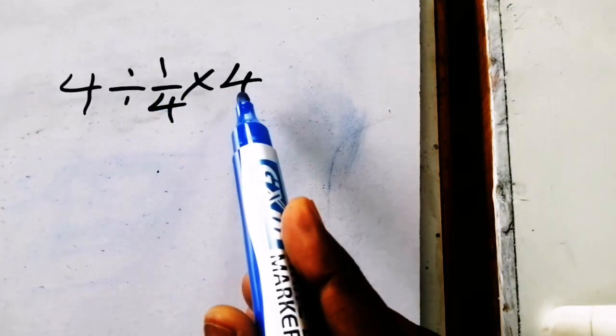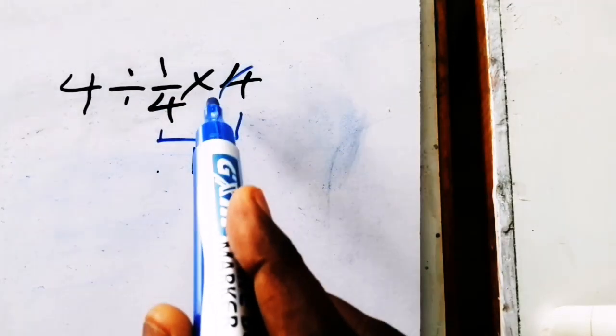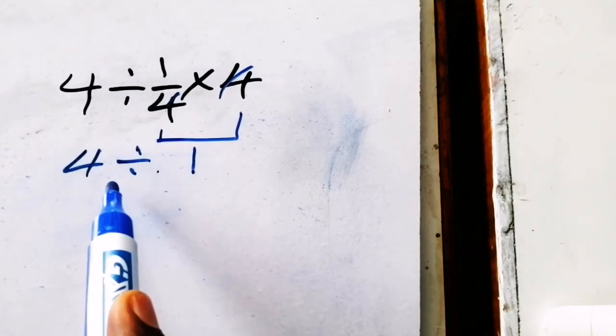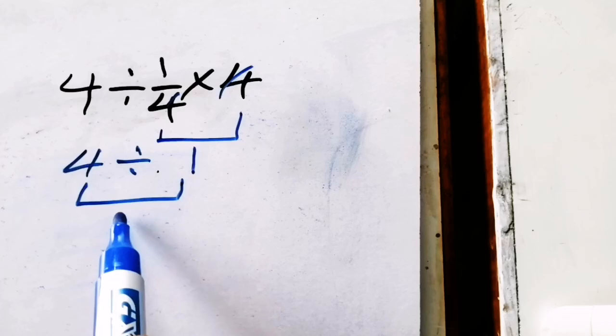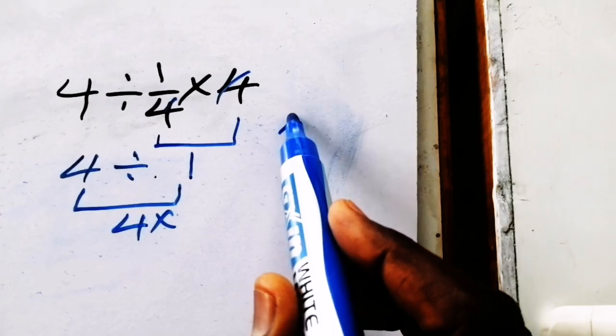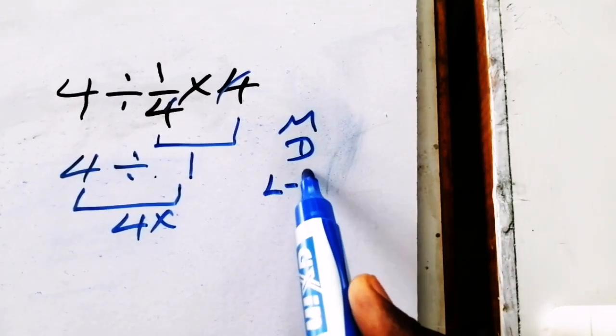Over 4 times 4, so it's just 1, okay? Then 4 divided by 1 is equal to 4. But this answer is not correct, because according to the order of operations, multiplication and division have equal priority. We have to work from left to right.